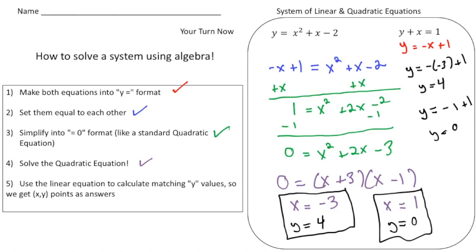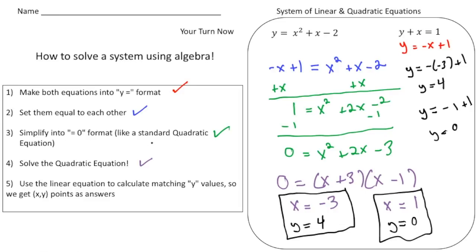Welcome back. Let's see how you did on this practice problem. I completed each step in a different color. In step 1, I made both equations into the y format. The first one already was. For the second one, I had to take away an x from both sides, so we end up with y equals negative x plus 1. That one is highlighted in red. The second part is in blue, and I have them equal each other. So it's negative x plus 1 equals x squared plus x minus 2.